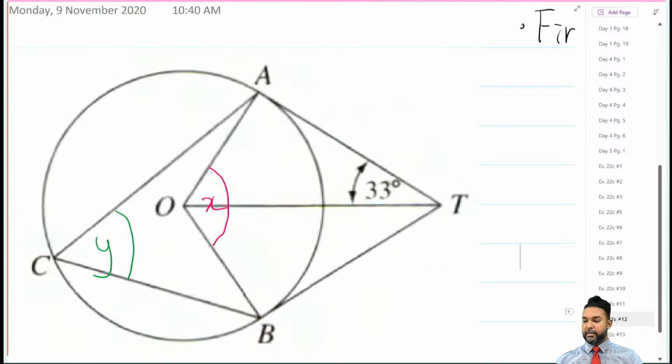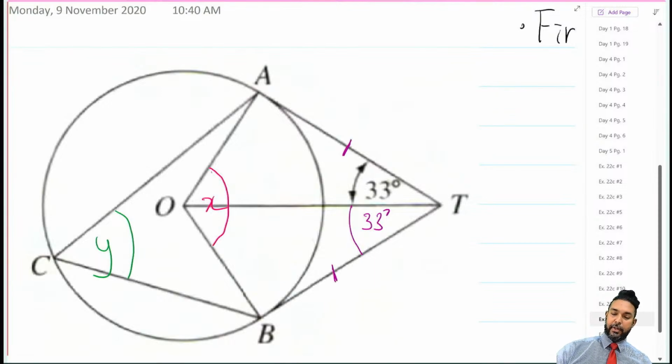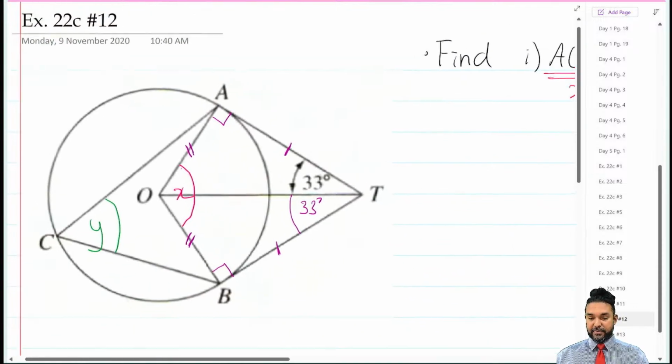All right, let's take a crack at this one here. Okay, so we know that this angle here is also going to be equal to 33 because of the nature of these diagrams, right? TA and TB are equal in length, as are OA and OB. The angle here is 90, the angle here is 90. Right, so we have identical triangles, congruent triangles to be more specific.